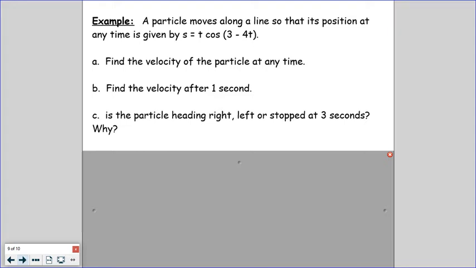All right, our last one. It says a particle moves along a line. And for the question that we get to D here, I'm going to make that line the x-axis. So a particle moving along the x-axis, a line, so that its position at any time t is given by s equals t times cosine of 3 minus 4t. This is going to be a calculator question. We're going to get some ugly numbers on this, so grab your calculators.